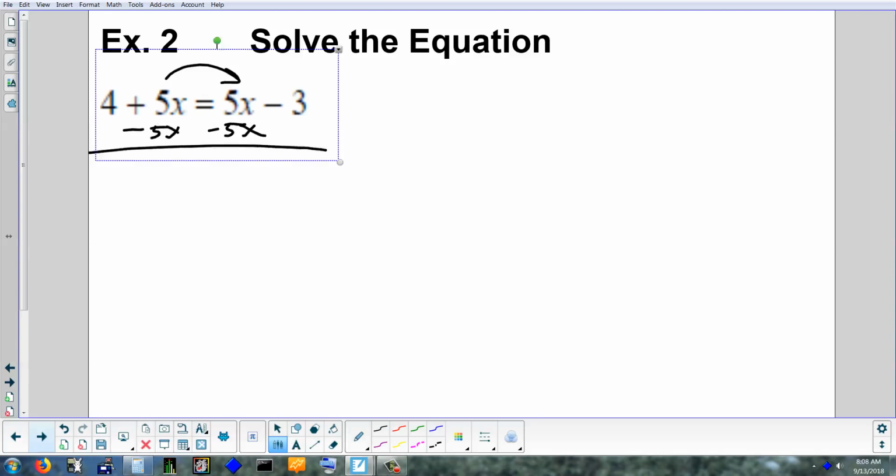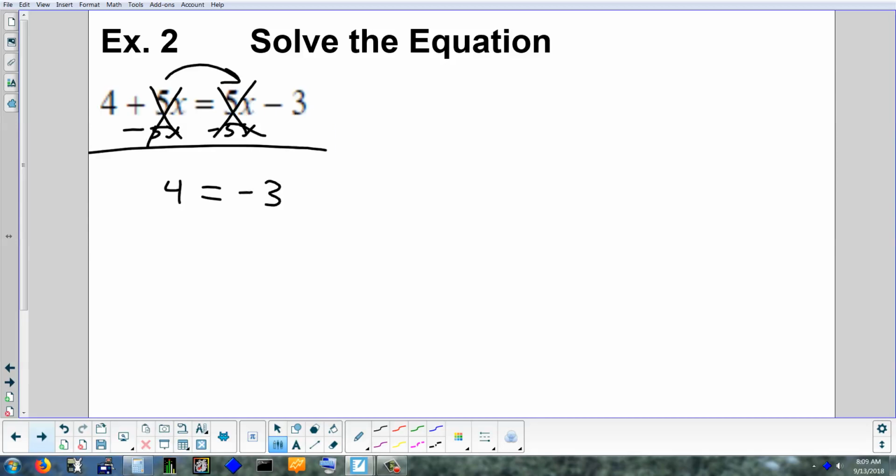What's 5x minus 5x? 0. That's why we did it, because we're moving it to the other side. But now look what happens on the other side. What's 5x minus 5x? 0. What's on the left-hand side right now? 4. What's on the right-hand side? Negative 3. If you get to a step where all your variables just disappear, like they just did, then as far as algebra steps, you're done. Now we just look at that and figure out what it means.